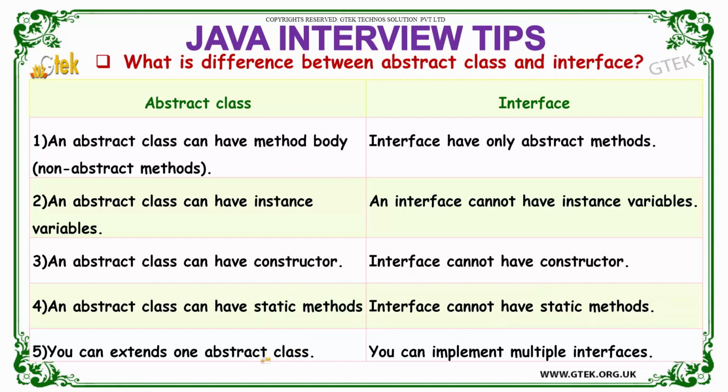You can extend up to one abstract class, whereas you can implement multiple interfaces. So here only one abstract class can be extended, whereas you have multiple interfaces to be implemented. So that makes the major difference between abstract class and interface.